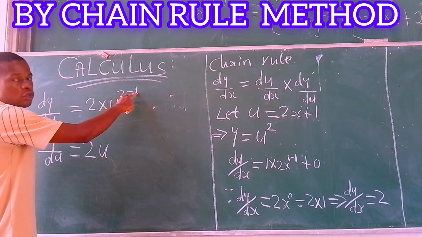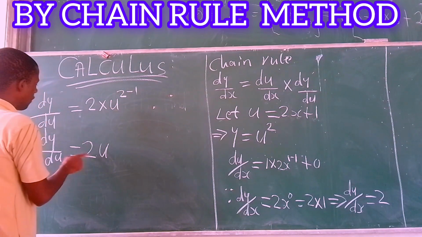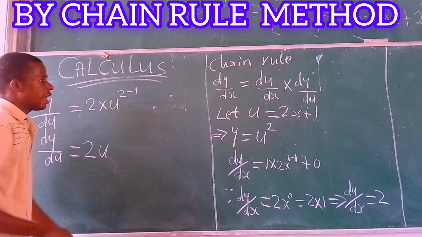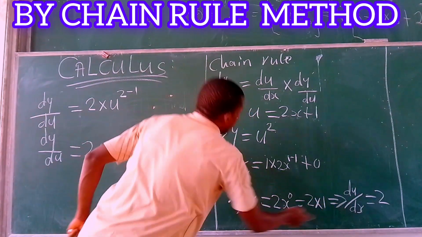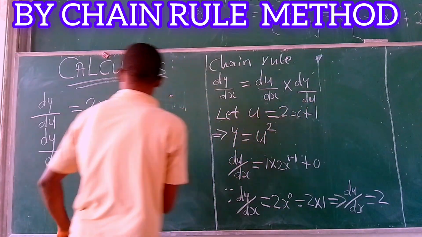2 minus 1 is what? Send it as what? 1, right? So we are going to have our dy/du equal to what? 2u. Now we are getting the parameter, we are getting the du/dx, which is 2. And we are getting the dy/du, which is this guy, right?